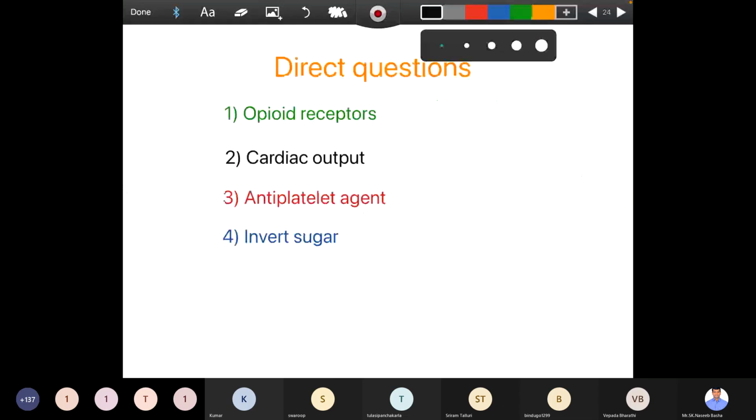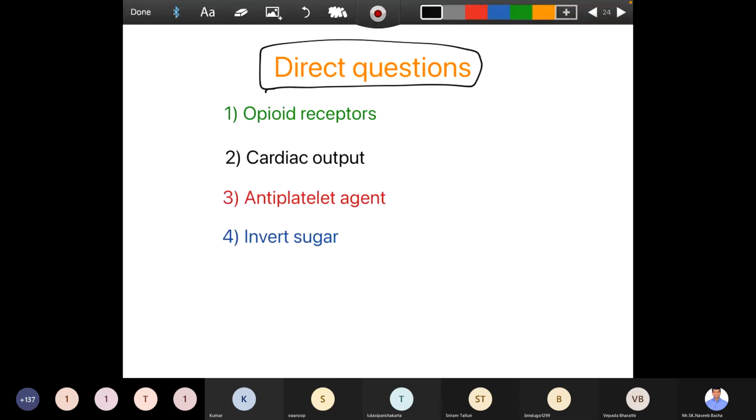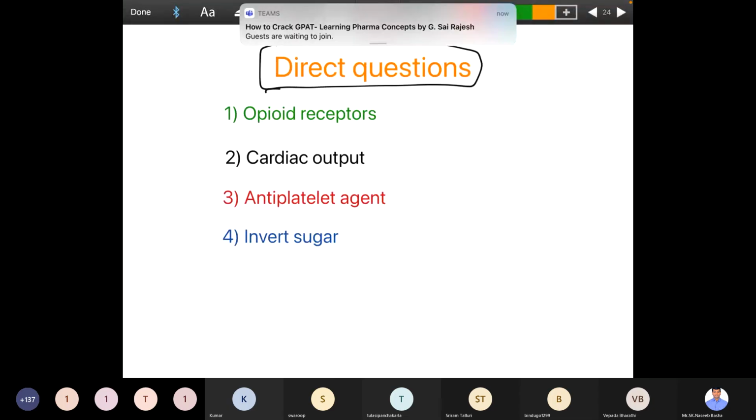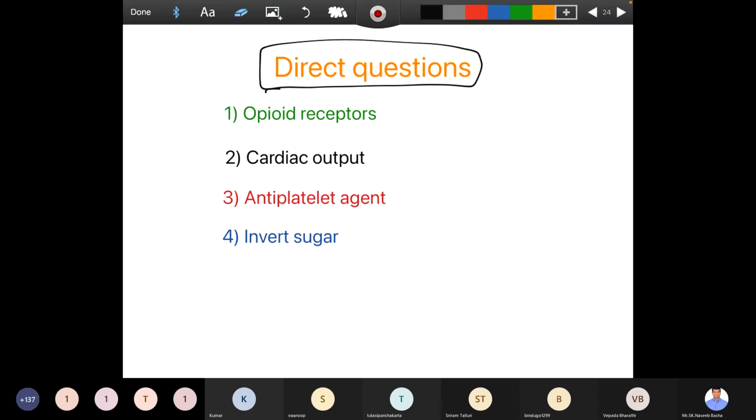Now, the last one: there are certain direct questions. For them, you can easily answer the questions. You will not have any problem. In 2020, there is a question about opioid receptors. The question is very simple. Which of the following is not an opioid receptor? They have given mu, delta, gamma, and kappa.